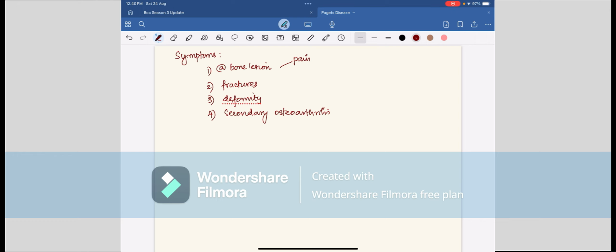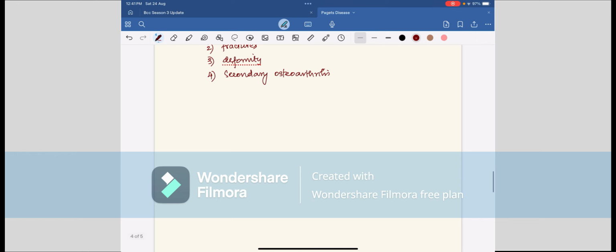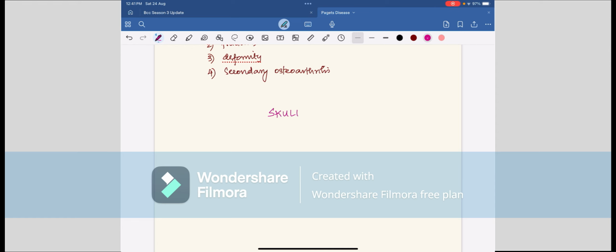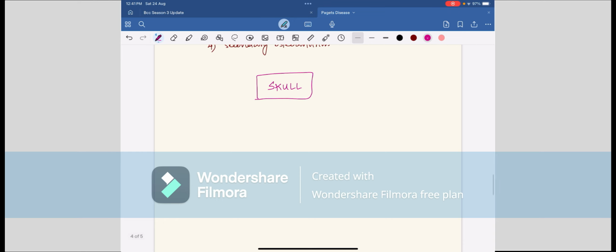So these are the symptoms which are related to the bone. And then let's see what happens to each bony site as such. Okay. So if we go to the skull, let's see what happens in the skull. So in the skull, because of these areas of increased bone resorption and added by increased bone formation, the skull will be abnormally shaped. So that is called leonine facies.